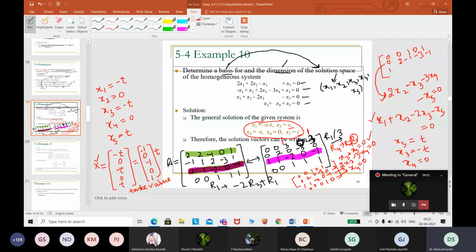First equation, for t equal to minus 1: put t equal to minus 1, means x1 is 1, x3 is 1, and x5 is minus 1. x1 is 1, 2, x3 is 1, minus 1, and x5 is minus 1. Is it satisfying? Yes, ma'am.